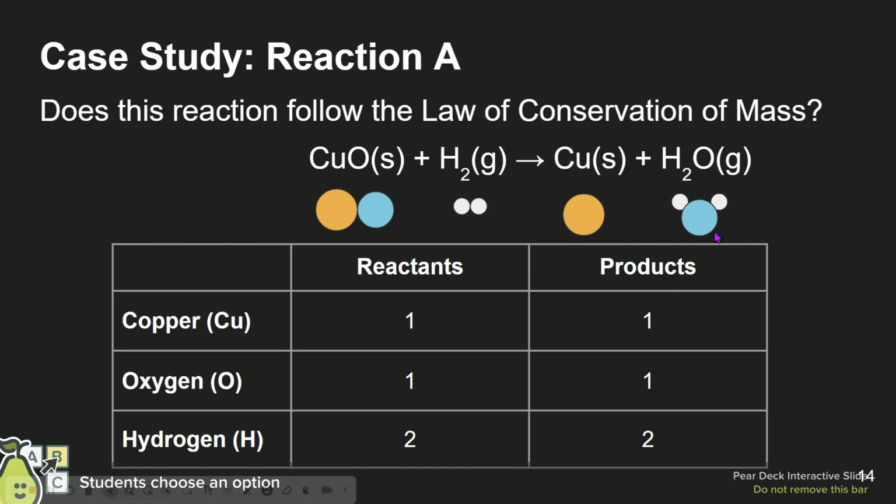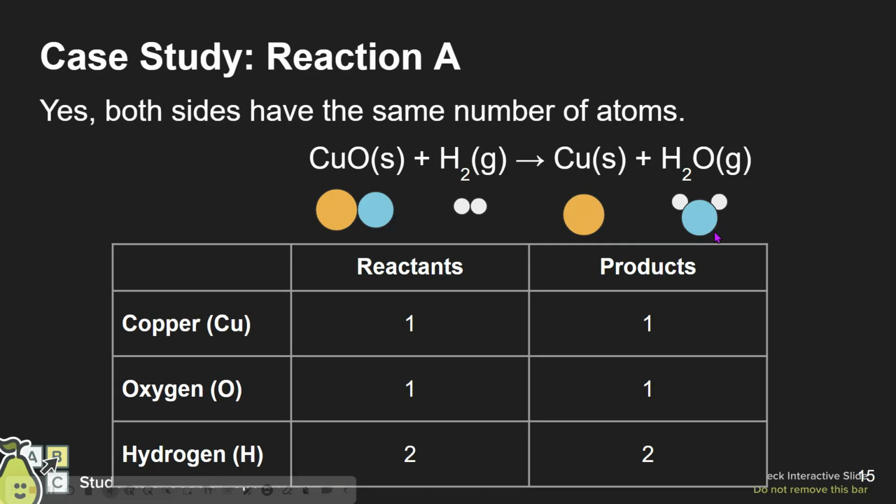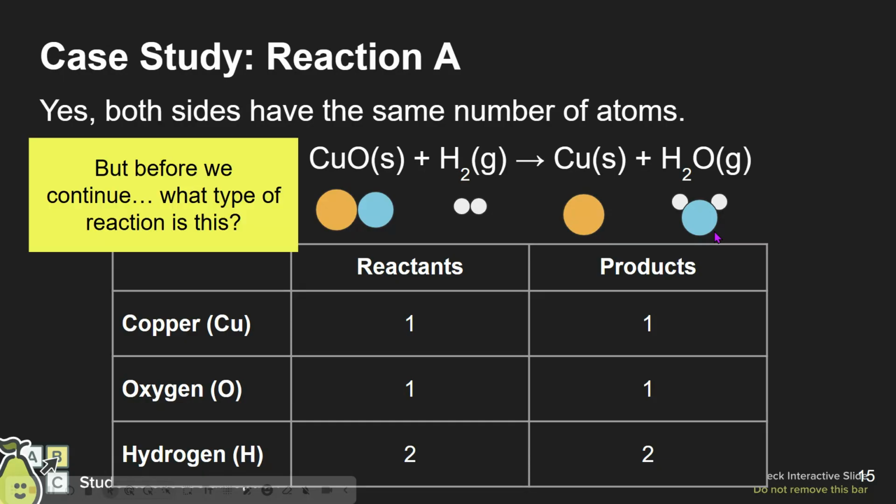So to move on, does this follow the law of conservation of mass? Do we have the same number of each type of atom before and after the reaction? And if you said yes, then you are correct. This does indeed have the same number of atoms of each type on both sides of the reaction. And before we move on though, what kind of a reaction is this? Make sure you take a stab at that before you continue with the video.